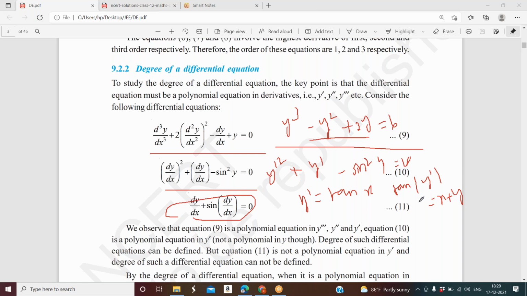Sine of the derivative, tan of the derivative, cosine of the derivative: that is not a polynomial equation. So to define the degree of a differential equation, first of all, it should be a polynomial equation.